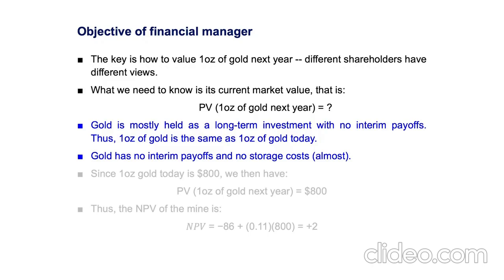If so, for these gold investors, 1 ounce of gold next year is the same as 1 ounce of gold today. If they buy 1 ounce of gold today, most likely they will hold it until next year anyway, or even longer. In the interim, there's no payoff from the gold. This is different from holding a bond or stock, which may pay coupons or dividends during the year.